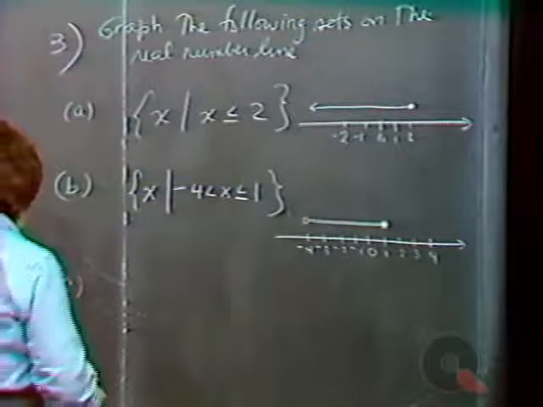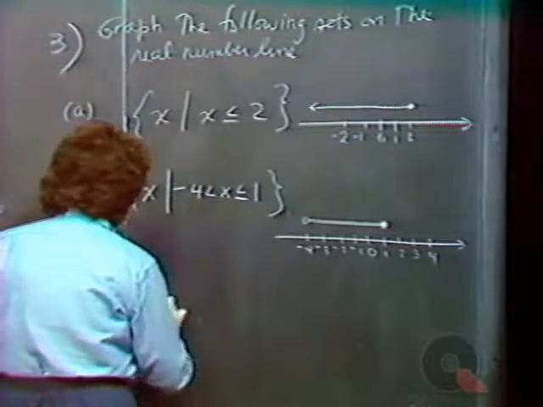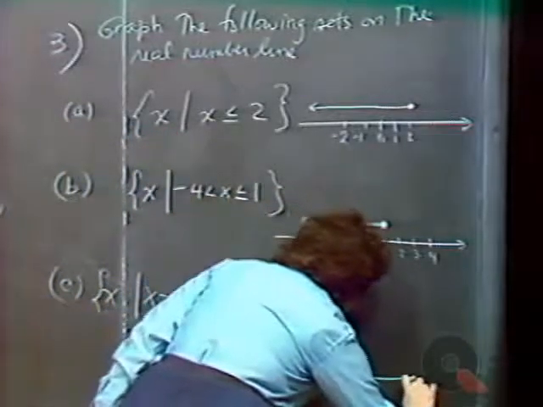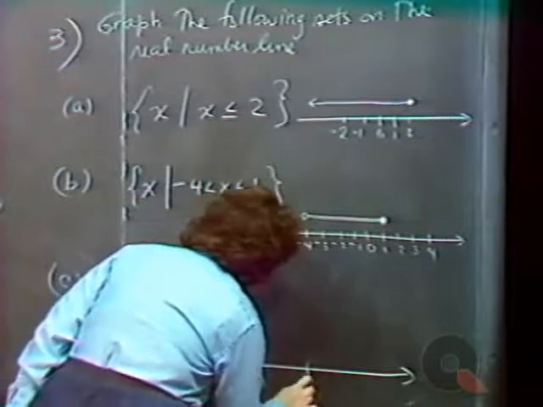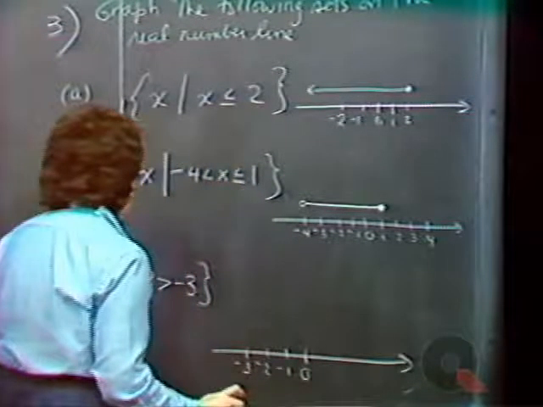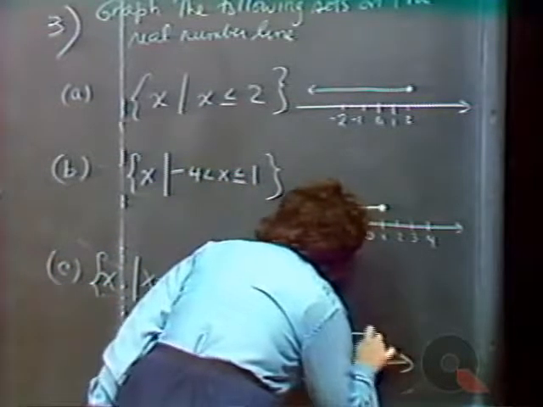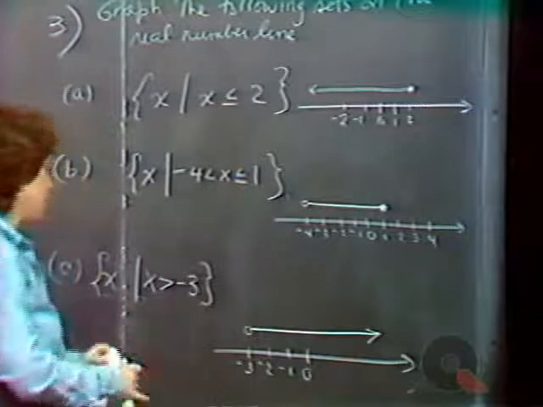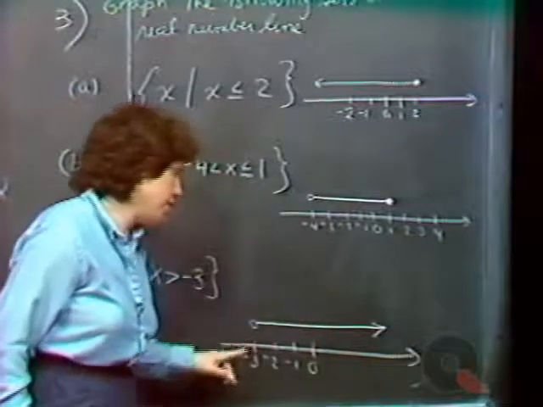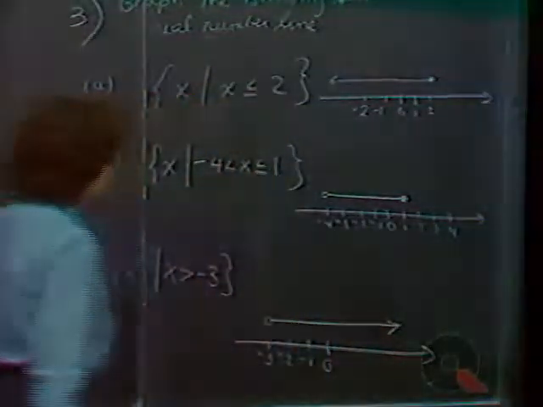And in part C, all numbers x such that x is greater than -3. Here's our number line. 0, -1, -2, -3. Greater than -3, we would indicate in this manner. If it was greater than or equal to -3, it would be filled in. This means strictly greater than -3. And then moving off to the right there.